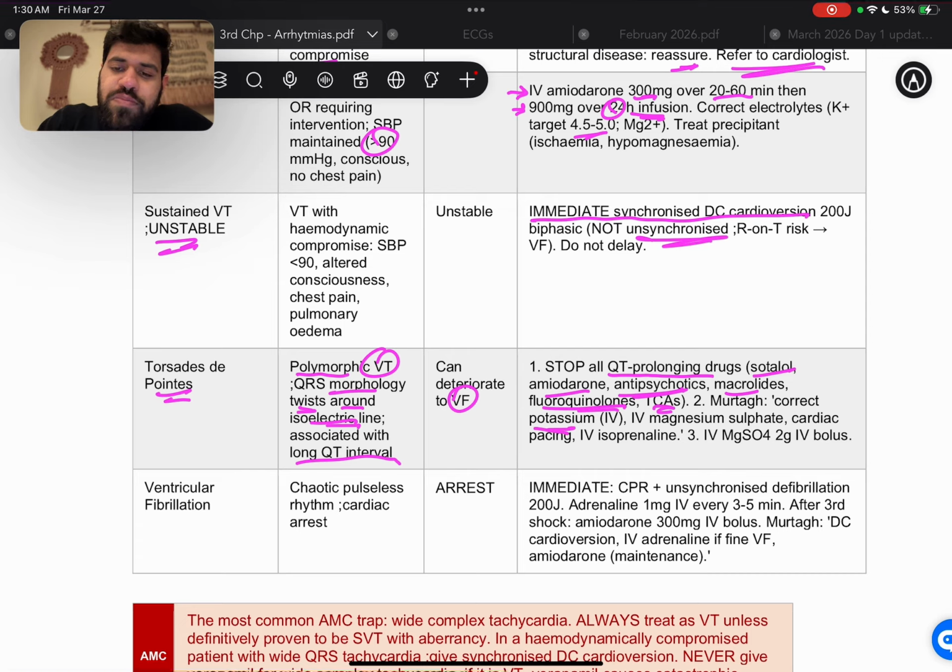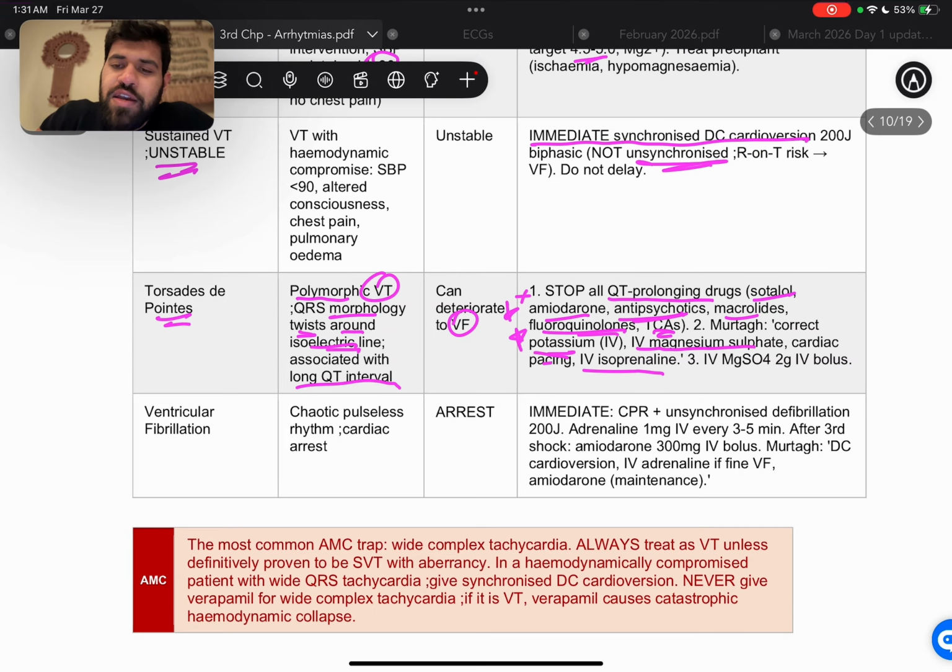Then we correct the potassium. Potassium is the most important one because the way I remember it, cardiac muscle, or any muscle, is like a salty banana. Banana is potassium, salt is sodium. So we have to correct the electrolytes inside the muscle first so that it can return to proper contraction. So potassium needs correction. Then magnesium sulfate, then cardiac pacing, then IV isoprenaline, and IV MgSO4 2 grams IV bolus. So again, magnesium sulfate, 2 grams IV bolus.